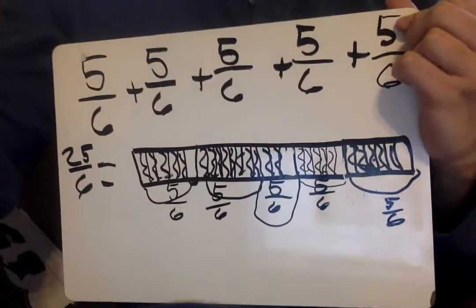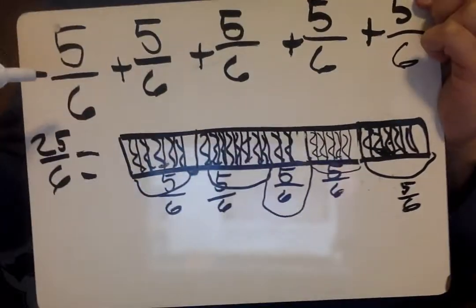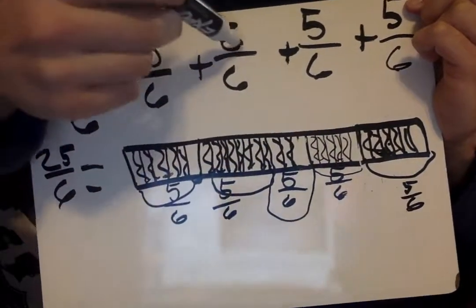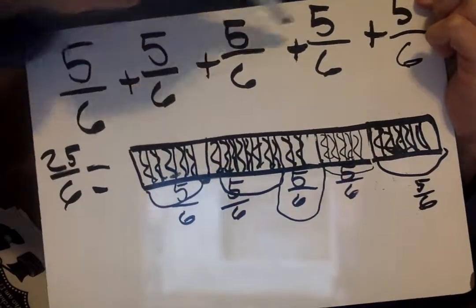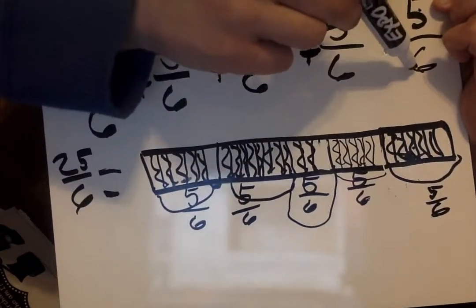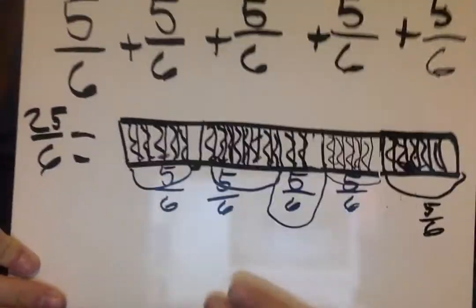When we are multiplying, we're really just skip counting, right? We're adding, we're using repeated addition. 5/6 plus 5/6 plus 5/6 plus 5/6 plus 5/6. We get 5, 10, 15, 20, 25. Our denominator would stay the same, so our answer would be 25/6.